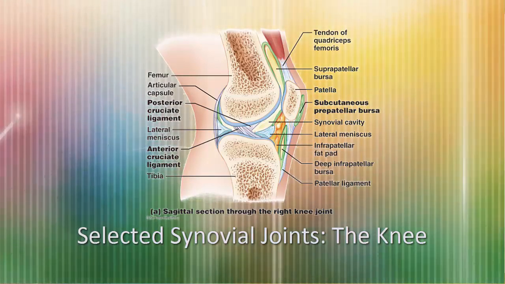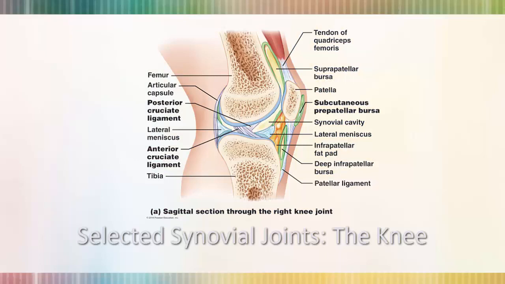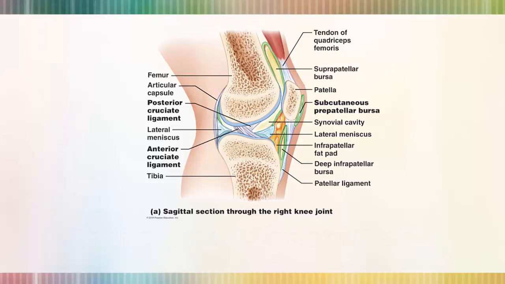Now let's take a look at a specific joint and talk about its special structures and their functions. I have chosen the knee joint because it is the most commonly injured joint in both the athlete and the non-athlete. The knee is a modified hinge joint that is mainly a uniaxial joint. However, its motion is a bit more complicated than the other commonly known hinge joint, the elbow.